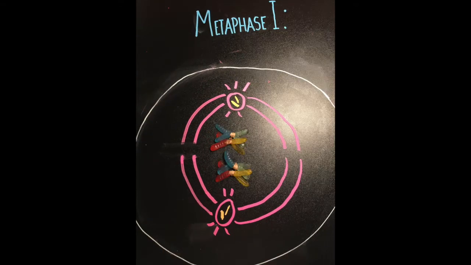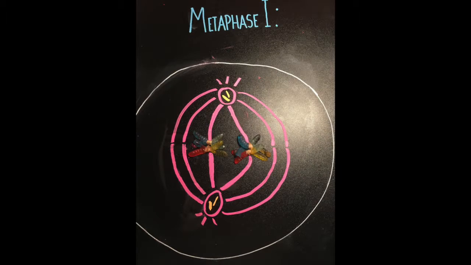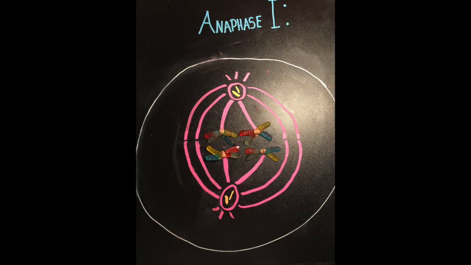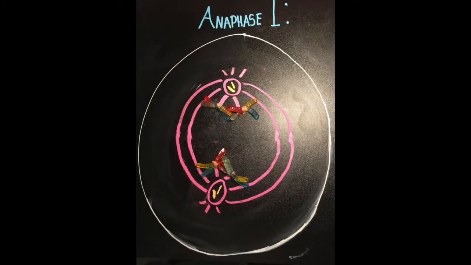Next is metaphase 1. In metaphase 1, the homologous chromosomes move to the equator of the cell, and the spindle fibers attach to the centromeres. There is one spindle fiber for each sister chromatid. Anaphase 1 occurs next. In anaphase 1, the chromosomes split apart and migrate to opposite poles of the cell. Spindle fibers are still attached to the sister chromatids.